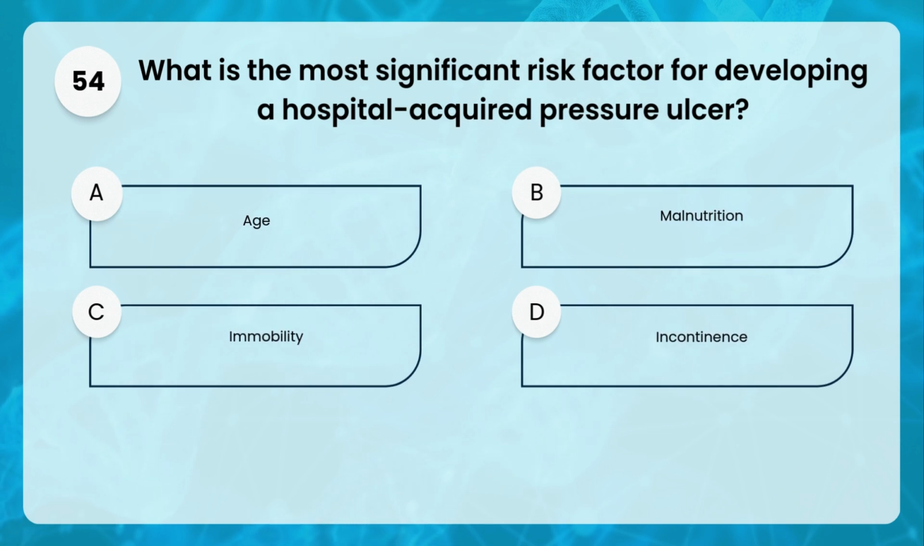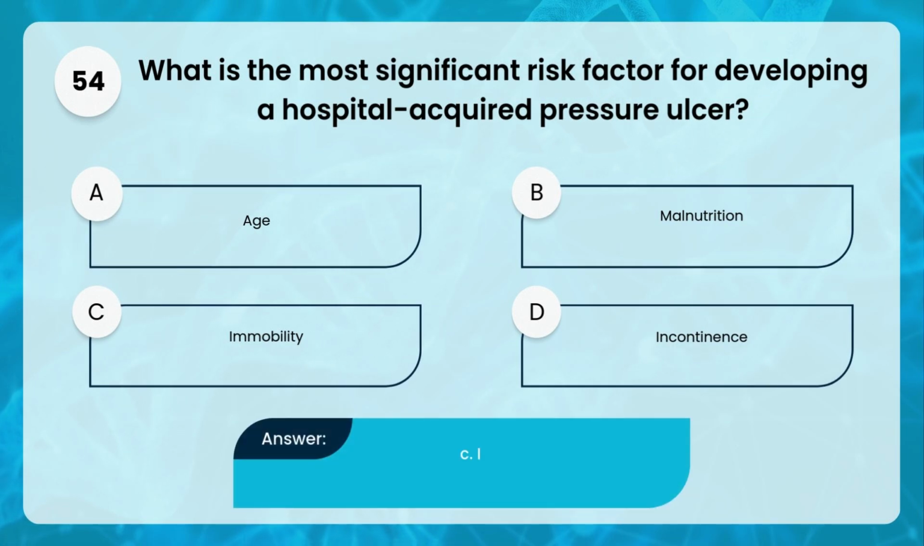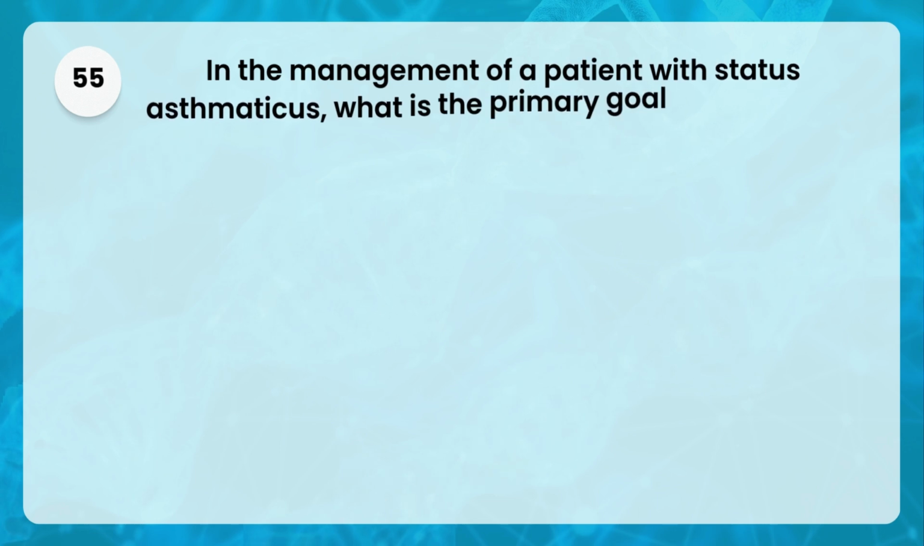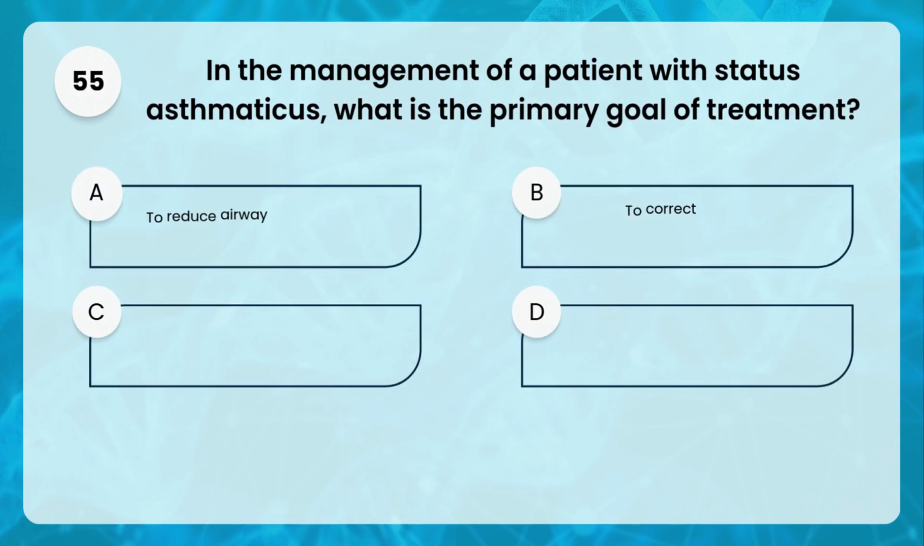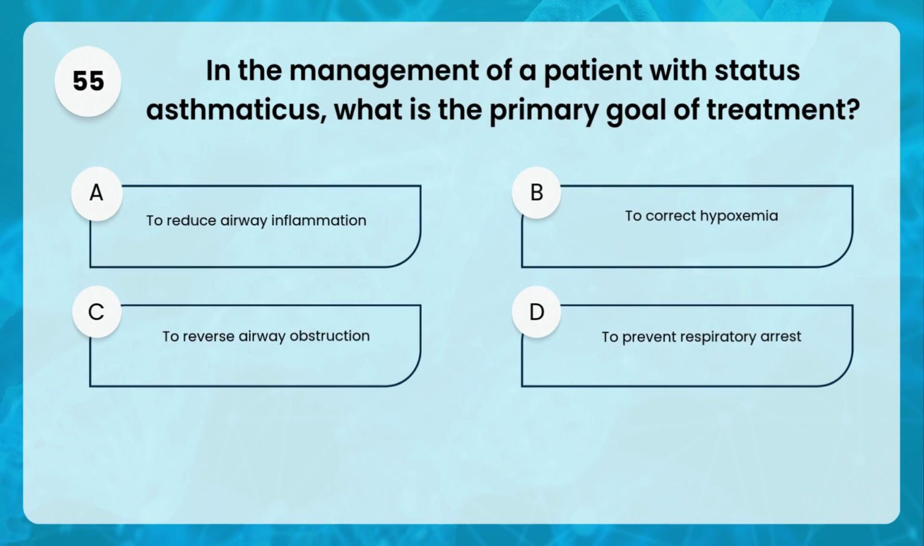A. Age. B. Malnutrition. C. Immobility. Or D. Incontinence. The answer is C. Immobility. Number 55. In the management of a patient with status asthmaticus, what is the primary goal of treatment?